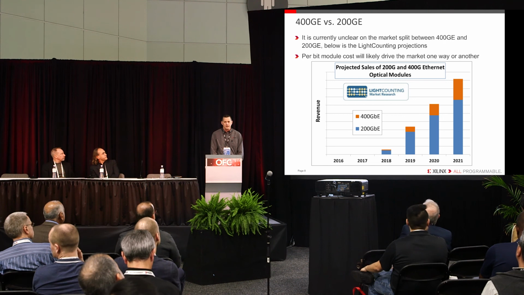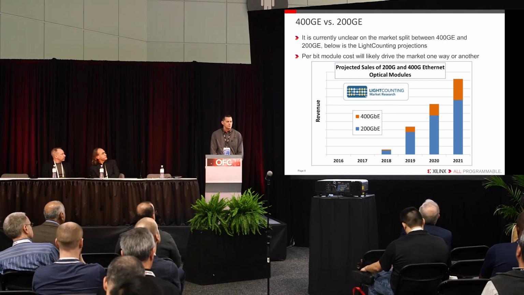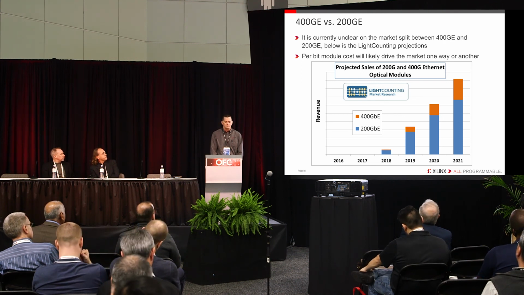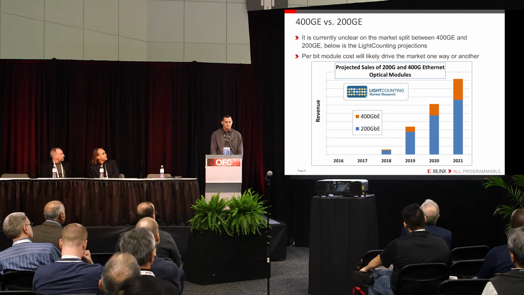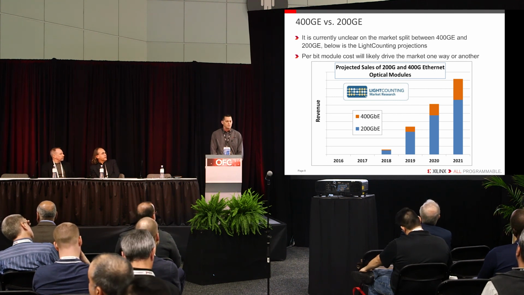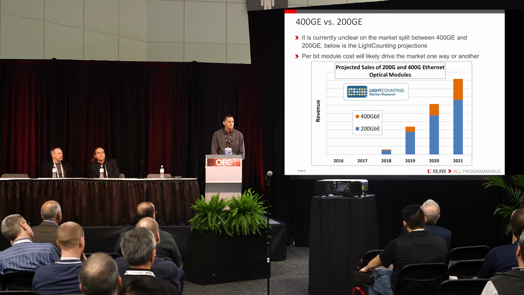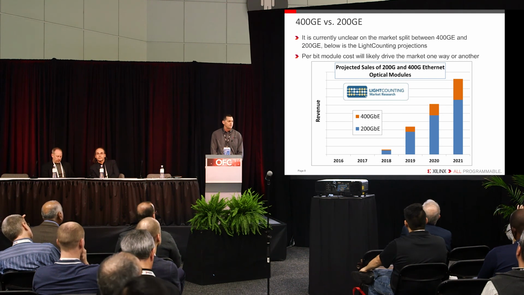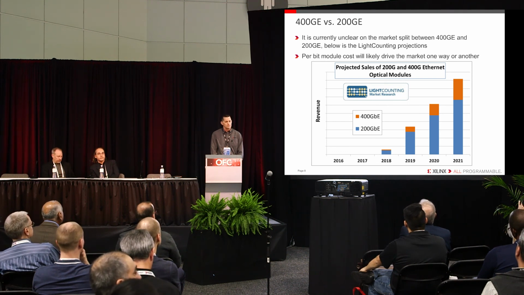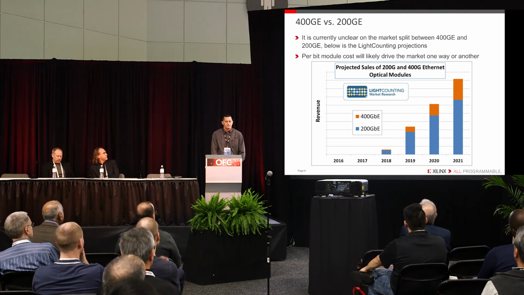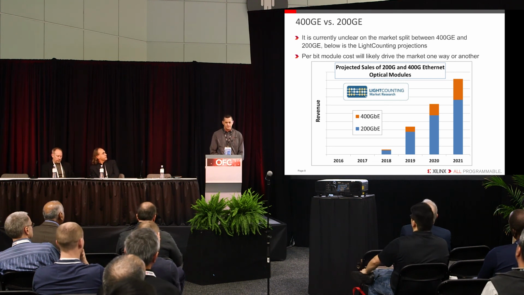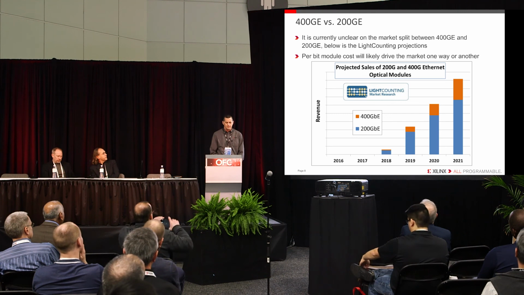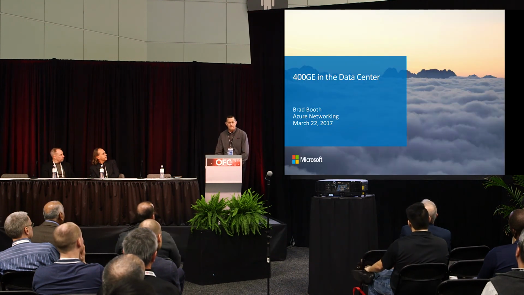Brad will talk a little bit about how he thinks 400 gig will be useful in the data center. So we'll hear from him on that. But this is one possibility. I think what will happen is the per bit module cost will drive the market. So if 200 gig on a per bit basis is cheaper than 400 gig, then you'll see that win for a while until 400 gig catches up with that. So it'll be interesting to see what happens in the market for these two speeds. And that's my last slide, so I'll turn it over to Brad now.